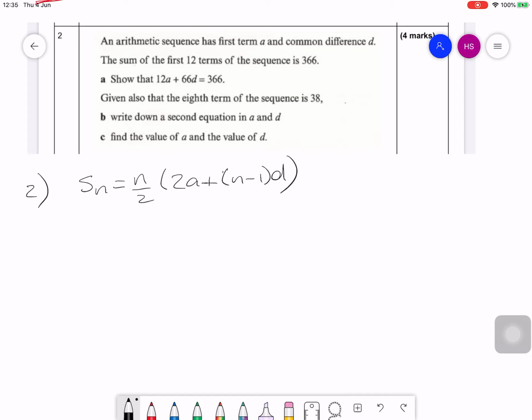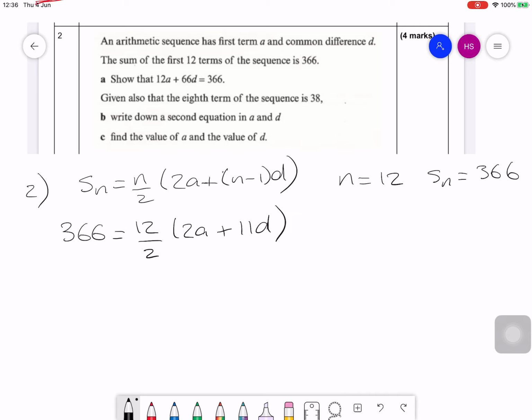So the sum of the first 12 terms, that's going to be n is 12, and the sum equals 366. Okay, so 366 is n over 2 times (2a plus (n minus 1) times d), so that's going to be 11 times d. I do know for this question what I'm supposed to end up with. So this is a show that question. So I just need to be sure I show enough stages of working to earn those marks. By writing the formula out and clearly writing what n and the sum are, I'm definitely showing I know what I'm talking about.